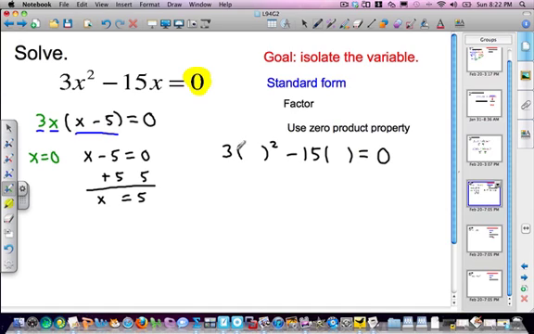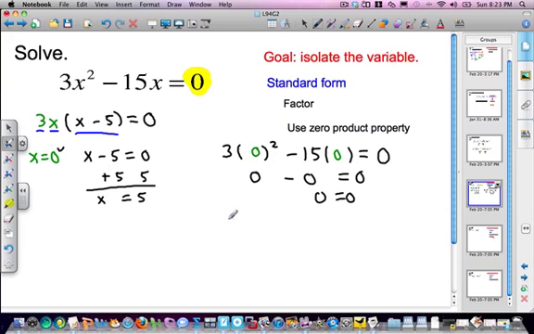Our first solution is 0. Well, 0 squared is 0, and 3 times 0 is 0, so this product is 0. Negative 15 times 0 is, well, 0. And 0 minus 0 we know equals 0. So our first root is correct.